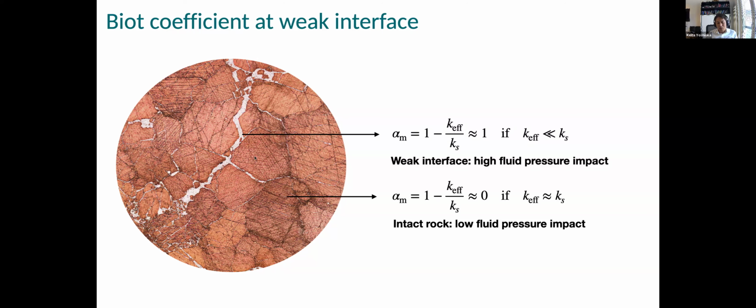On the other hand, at the intact part, this Biot coefficient should be close to 0 because this effective bulk modulus should be almost the same as the solid grain bulk modulus. So there should be some contrast in Biot coefficient for stiff rock with some weak interface.